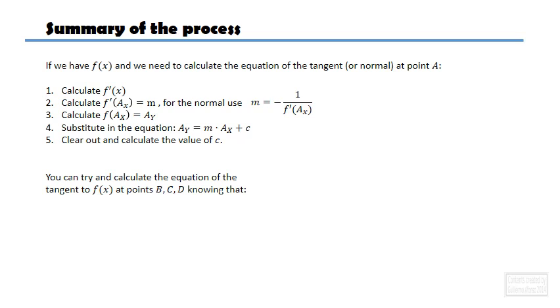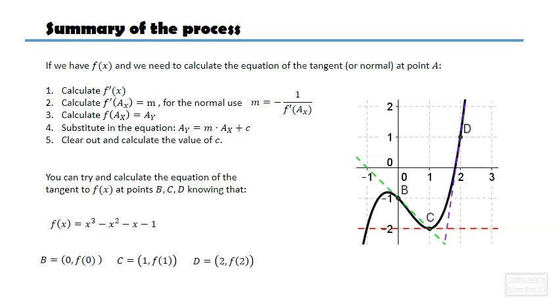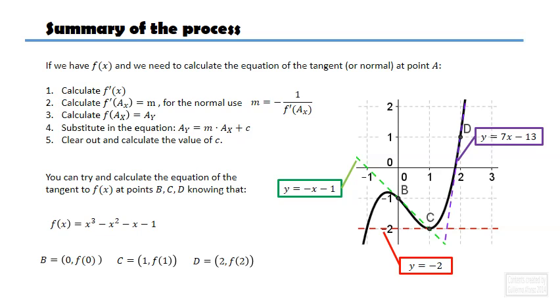Now you can try, just for practice right now if you want, calculating the equation of the tangent to f of x at points b, c, and d that we had before. Here's f of x again for your reference. These are the points, and here are the graphs. And the actual equations are going to be, for the tangent at point b, this is going to be the equation. For the tangent at point D, this is going to be the equation, and for the tangent at point C, this is going to be the equation. Now, important to realize that what's actually happened here is that m has given me 0, and 0 times x is 0, so I'm only left with the c.